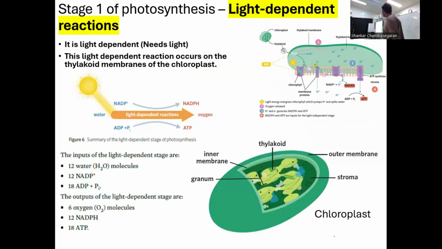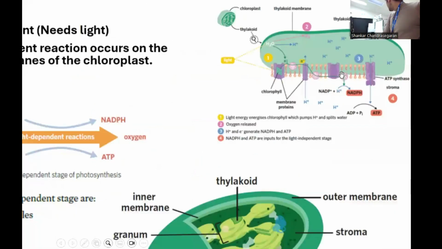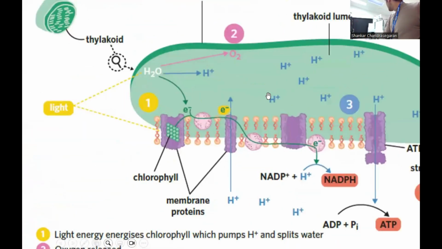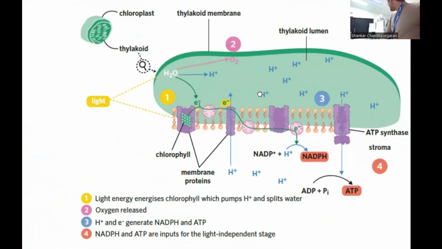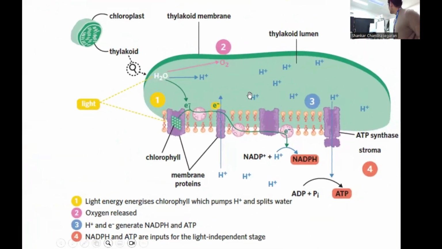So let's look at the first stage. So like I said, it depends on the light, and it occurs at the thylakoid membrane of the chloroplast. So if this is one chloroplast organelle, and we zoom in, we will see the thylakoids that are stacked together like pancakes. And if you zoomed in, this is what you would see, the structure of that. So I know this looks very complicated, but we'll go one step at a time. Then the video will help explain.